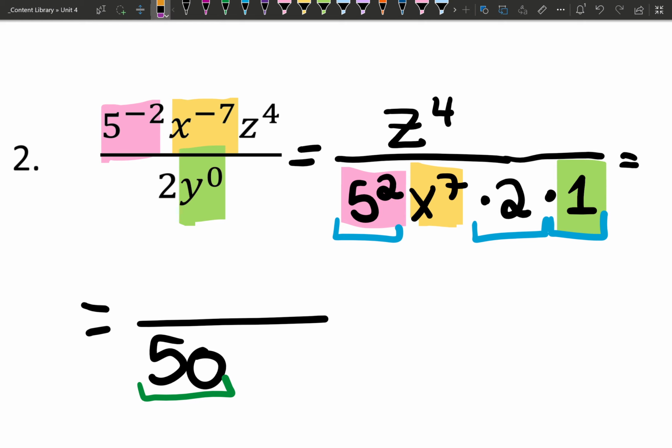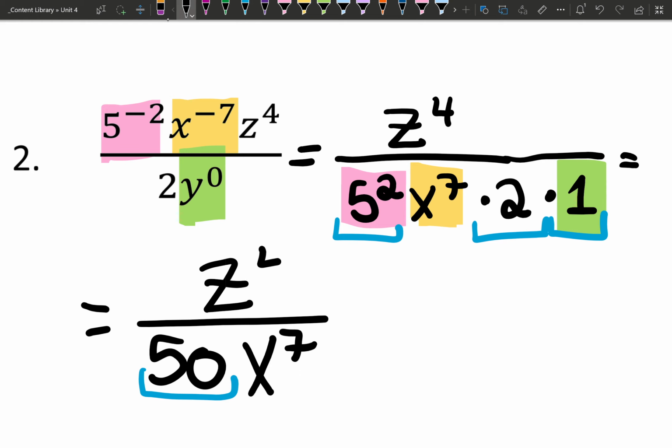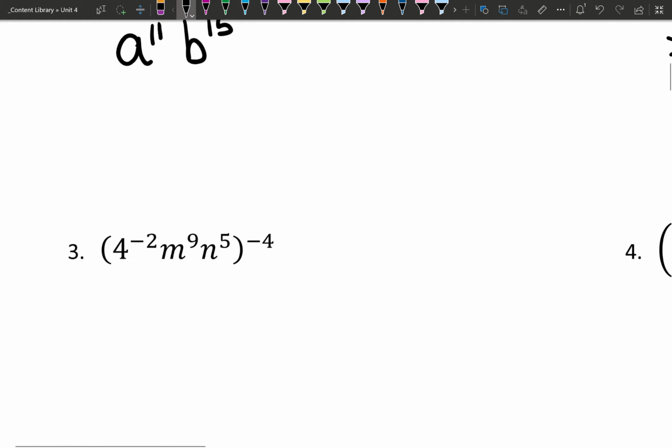I don't know, did I use the right color? I don't think so. I think I used the blue here. There we go. X to the 7th stays where it's at, and so does z to the 4th. Perfect. Let's take a look at number 3.